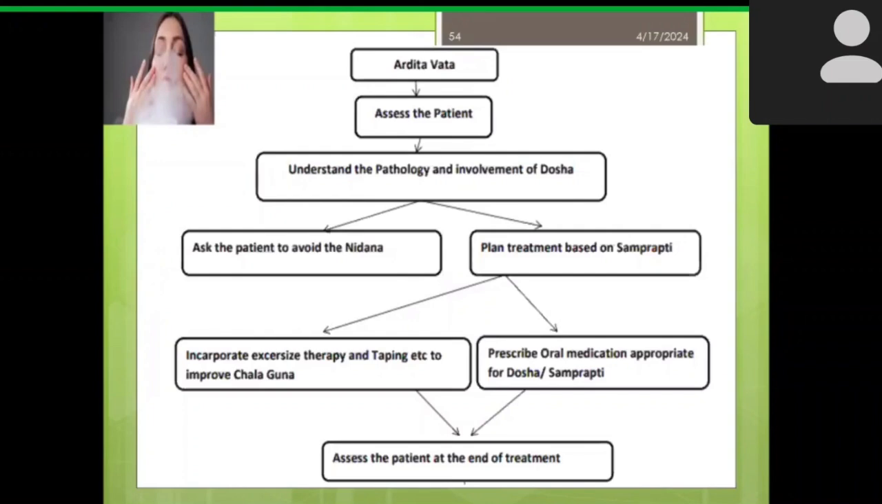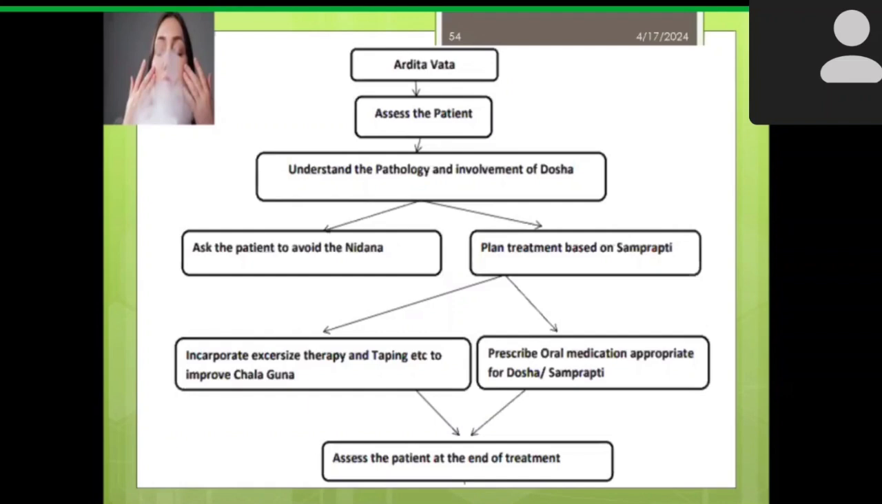And now we have come to the end of the presentation, where I explain how exactly you can come to a conclusion and plan the treatment. First and foremost, assess the patient, and understand the pathology and involvement of dosha. In both conditions, after understanding the pathology and the involvement of dosha, you need to ask the patient to avoid nidana.